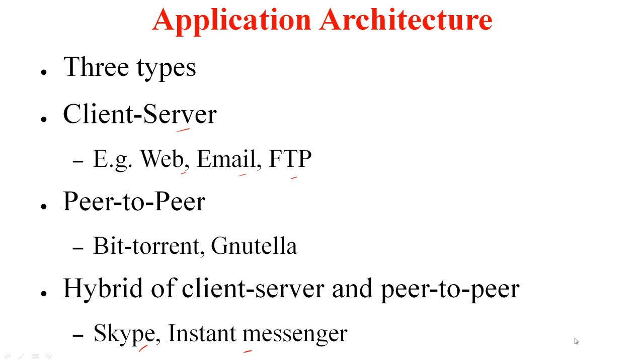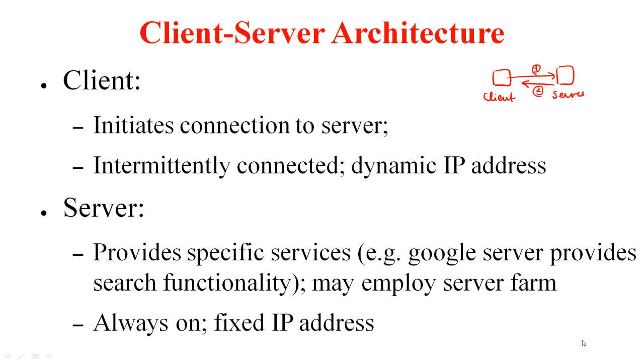Let's look at these architectures in a little bit more detail. In client-server architecture, the client is the device that initiates a connection to the server, and these clients are not always connected to the internet. They are intermittently connected, and not only that, over time, they may have different IP addresses, maybe because they get IP addresses via DHCP. The server, on the other hand, provides a specific service.